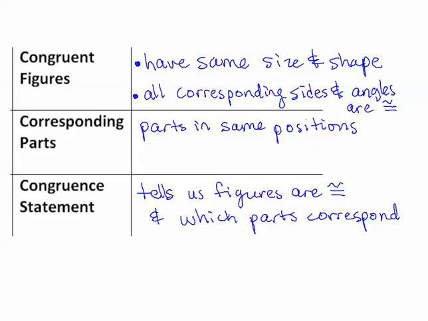For example, I might need to write that triangle ABC is congruent to triangle PVH. And from this congruent statement, I can see which parts, such as angle A and angle P, correspond or are congruent.